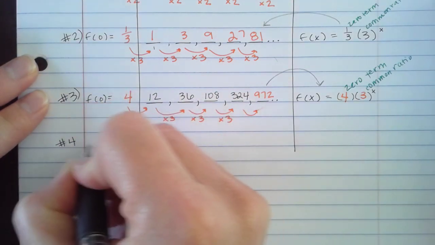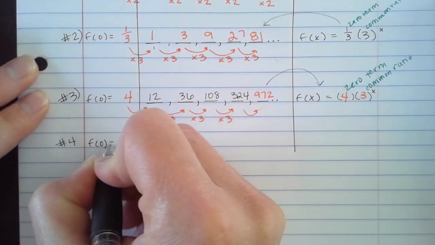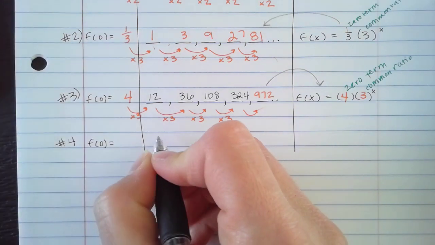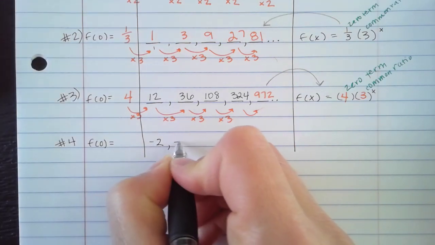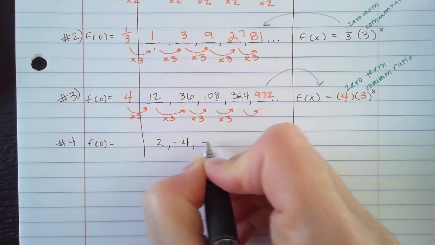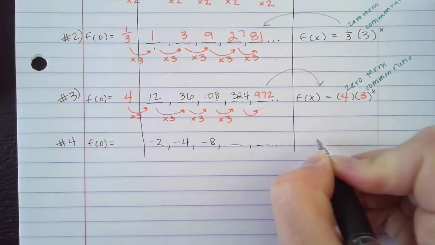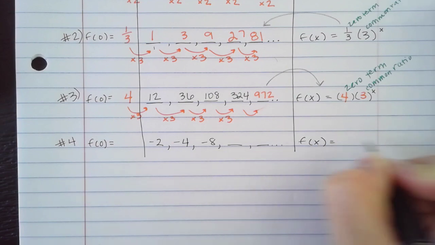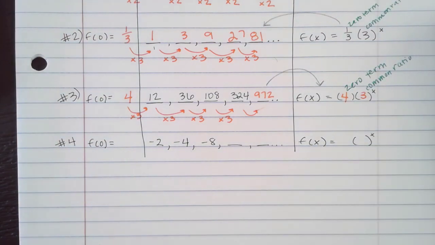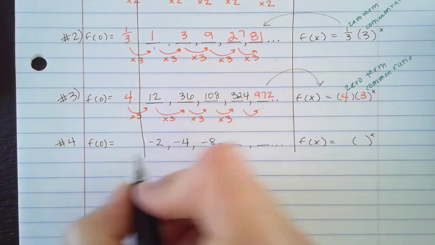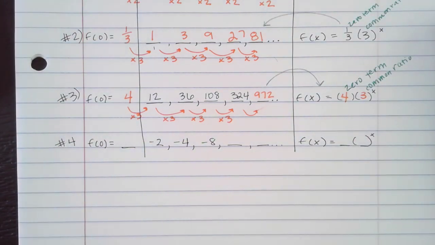Number 4, 100% running out of room. That's okay. I'm going to give you -2, -4, -8, blank, blank, which I'm going to make you fill out. Okay, so we got some blanks here. This is what your assignment will look like on Schoology. You'll just have blanks everywhere, and you need to figure out what to plug in where.